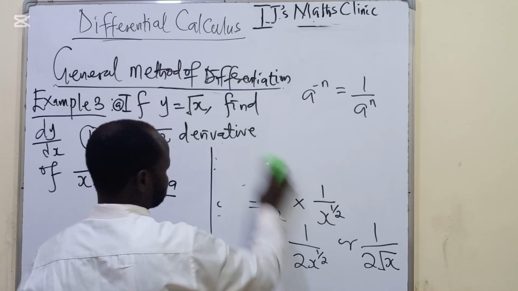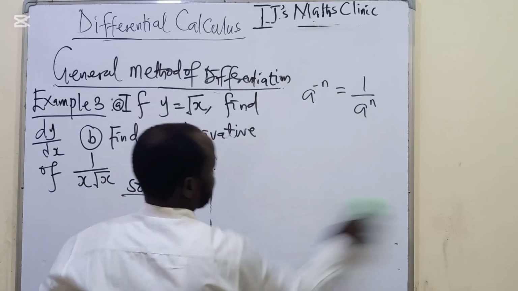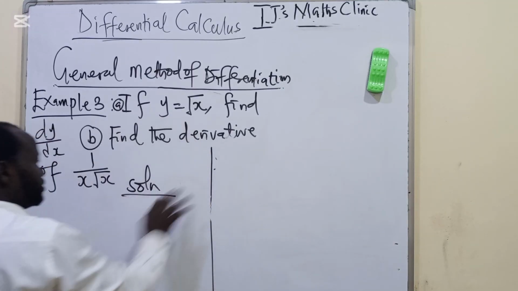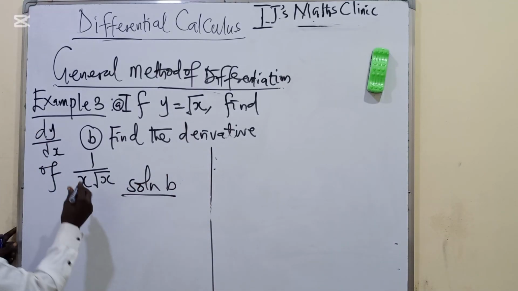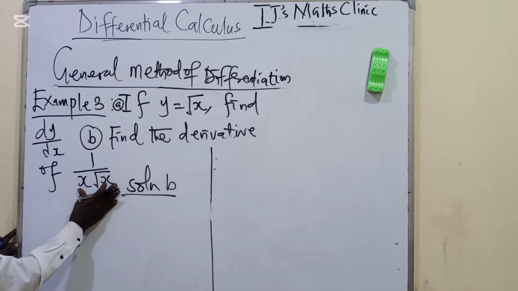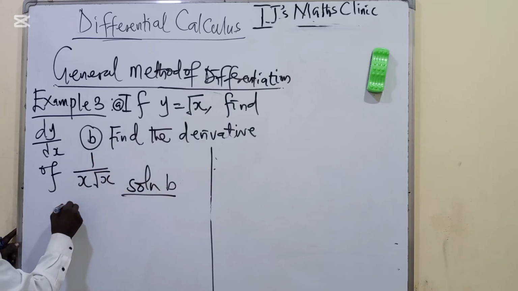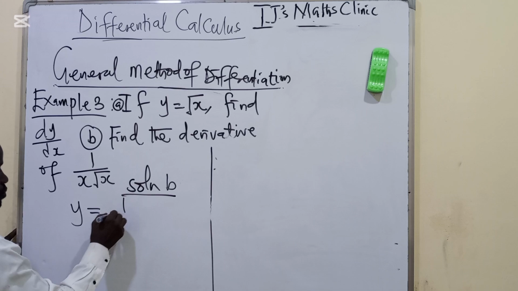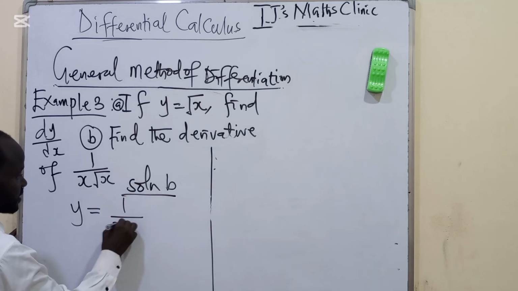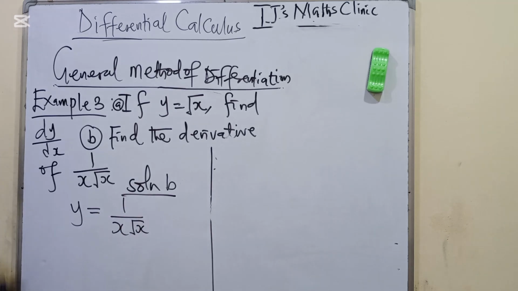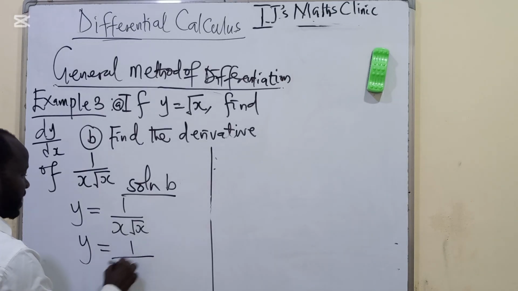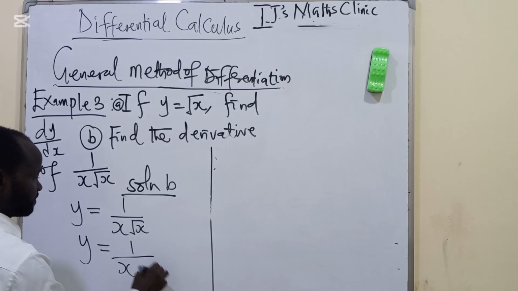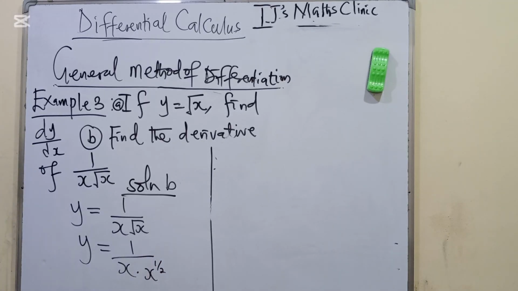The same procedure. Okay, let's clean this side. Solution to B now. Our B is defined as we are asked to find the derivative of this. First thing for us to do is let this be equal to y. So let y be equal to 1 divided by x root x. Very important. Now at this point we can write this as y equals 1 divided by x times x power half. Very important. x multiplied by root x means x multiplied by x power half.